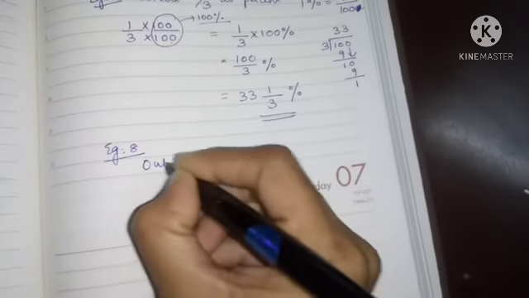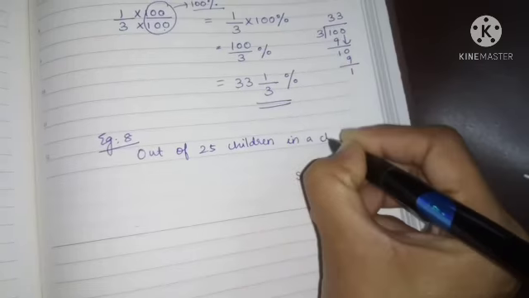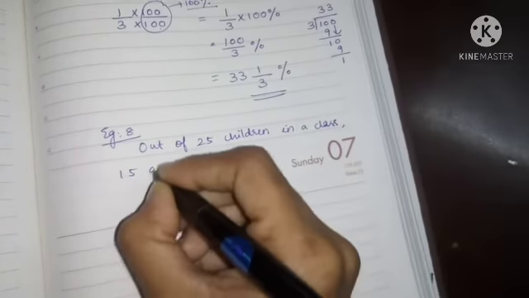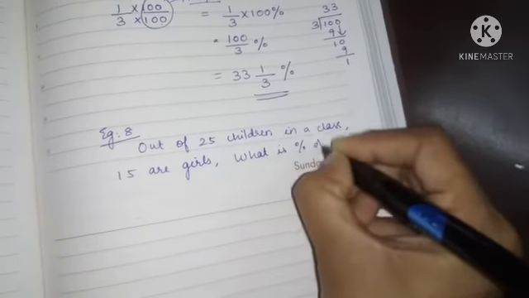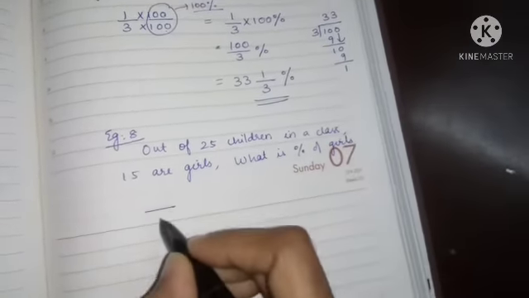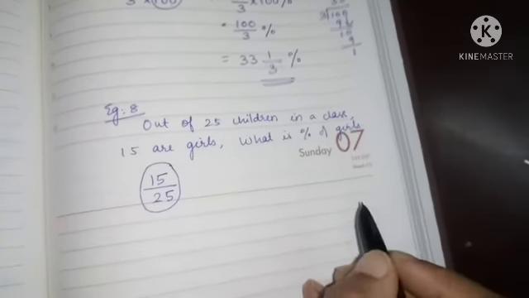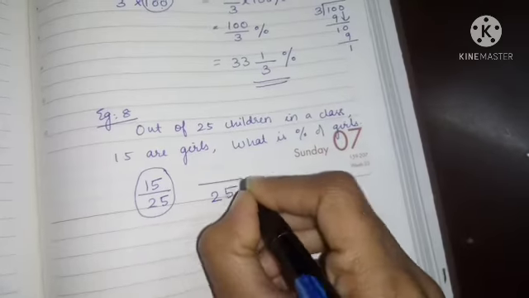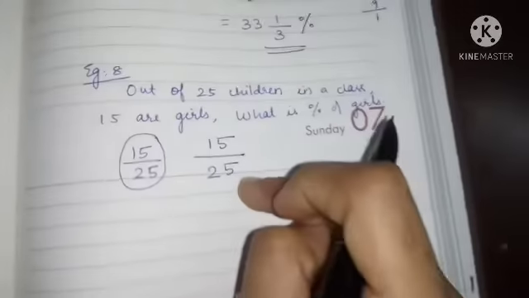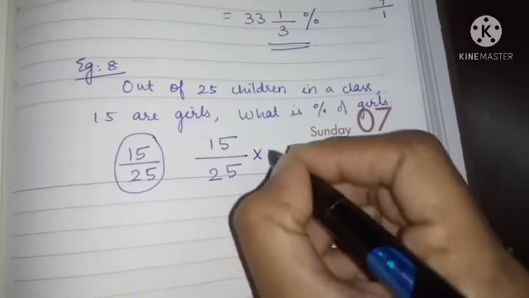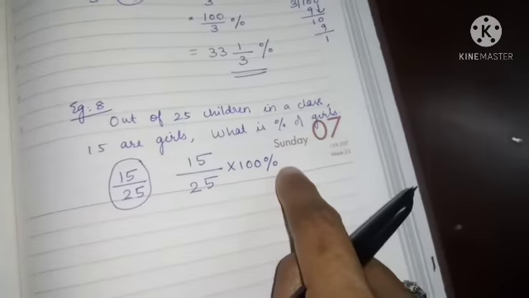Next, example number 8. Out of 25 children in a class, 15 are girls. What is the percentage of girls? So out of 25 children, 15 are girls, correct? So 15 by 25 is the fraction of girls. If you want to find the percentage, multiply by 100%. Instead of writing like this, you are directly writing 100 percentage.